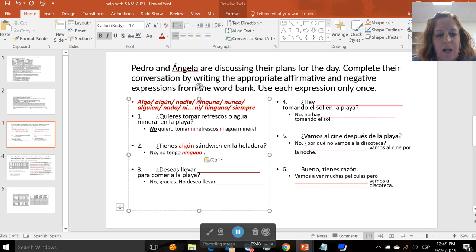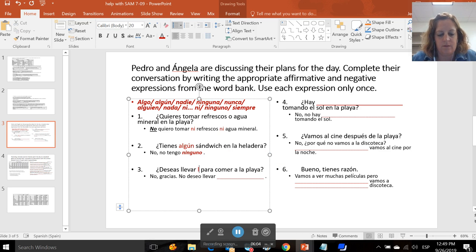Deseas llevar blank para comer en la playa. Do you want to take something to eat at the beach? So something would be out, because we need a noun. Do you want to take something to eat at the beach? So that would be algo. Para comer en la playa.